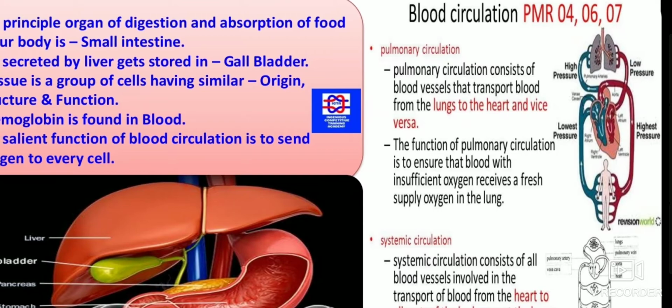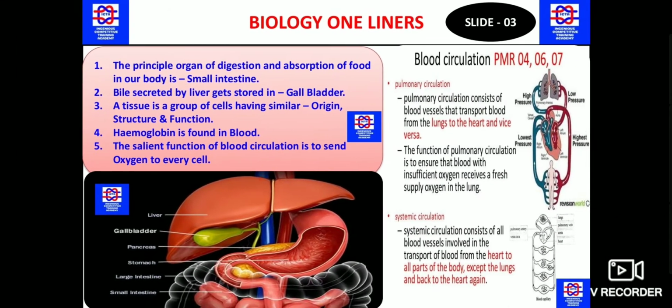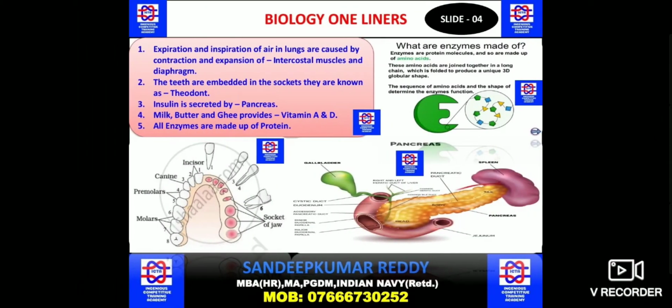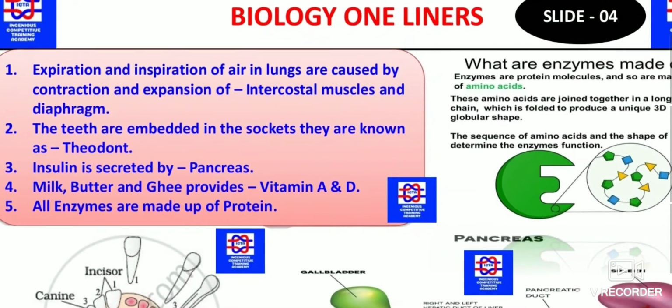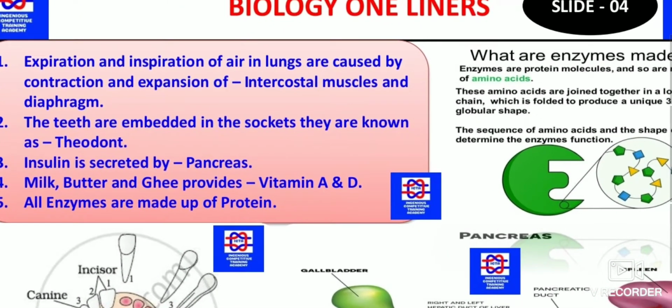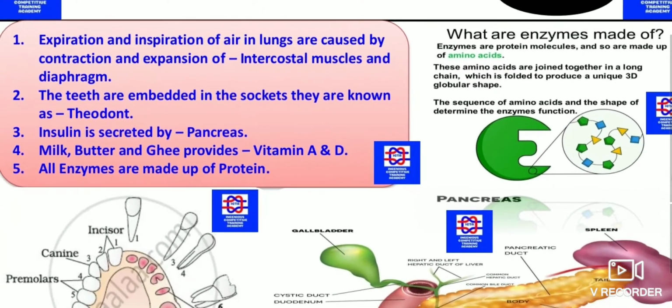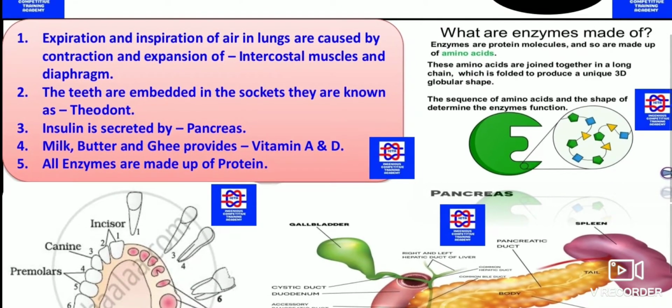As you can see, in blood circulation this is the way of carrying and transferring from one place to another, pumped through the various veins. Next we have, expiration and inspiration of air in the lungs are caused by contraction and expansion of the intercostal muscles and diaphragm. So this happens in the lungs, through the intercostal muscles and diaphragm.